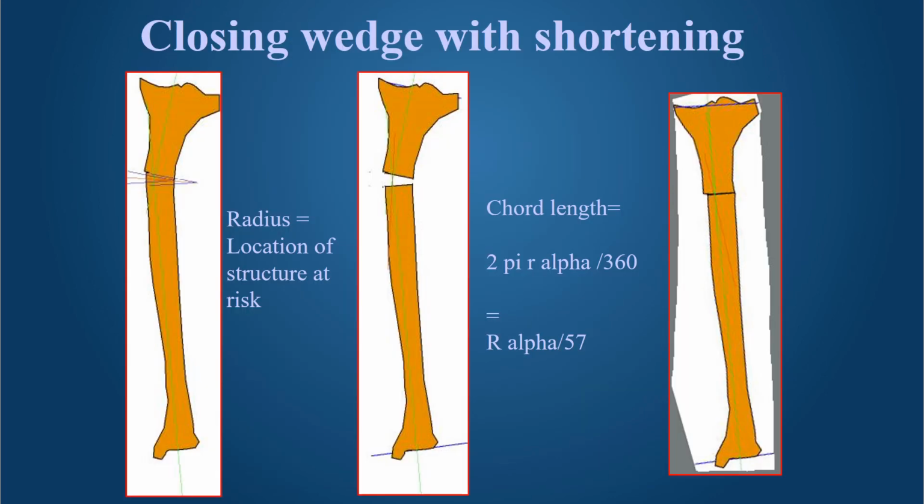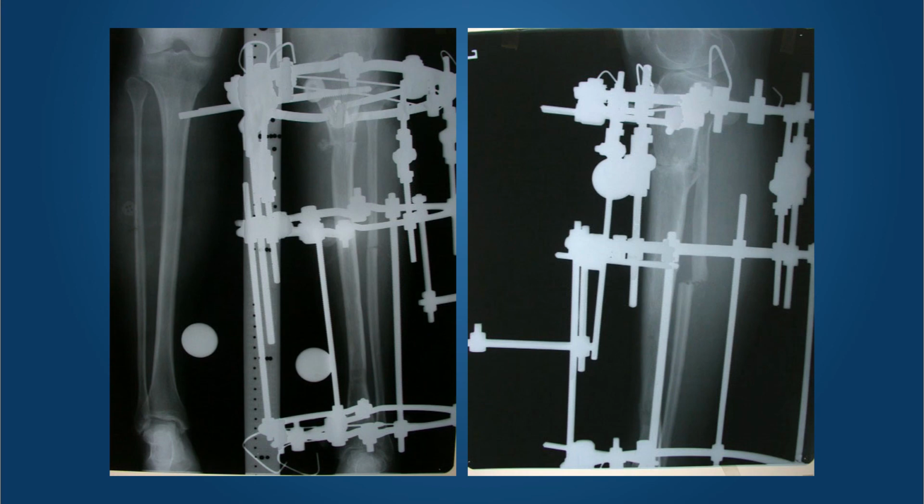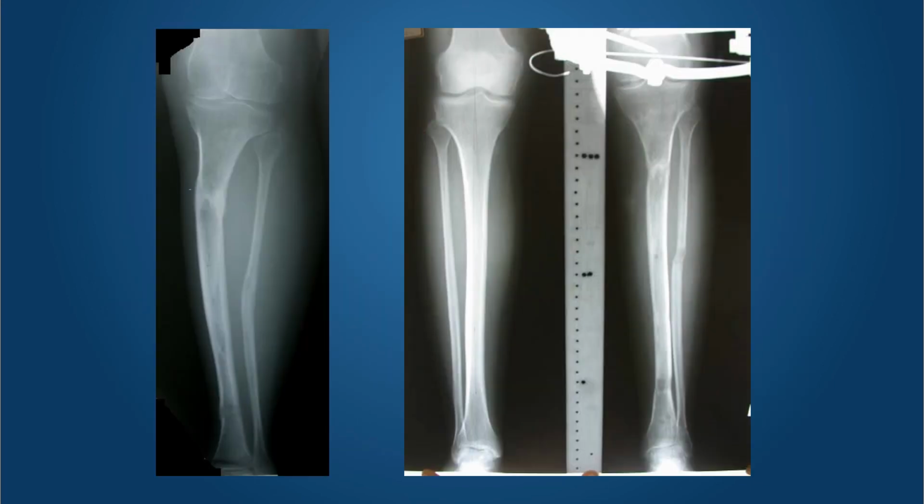So how much shortening to achieve can be given by the formula for the chord length of a circle, and we resect a trapezoid in which we can accurately see the shortening. The osteotomy is 2 pi r alpha divided by 360, which resolves to r alpha over 57, and by doing that we could accurately not only straighten the limb in both the AP and the lateral planes, but achieve the desired shortening as well, like so. This X-ray shows the preoperative plane of the deformity, the valgus, and postoperative correction with a completely straight limb.